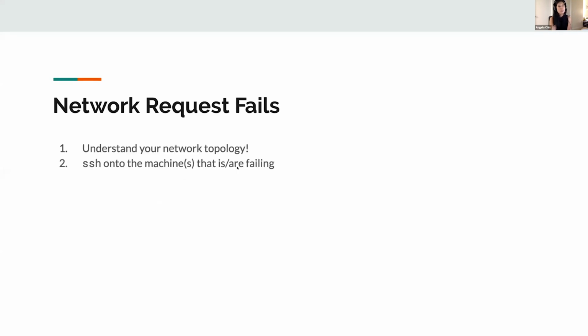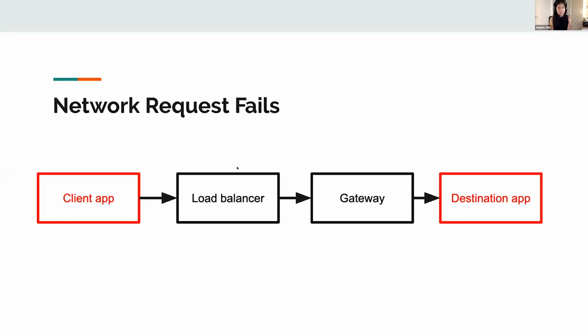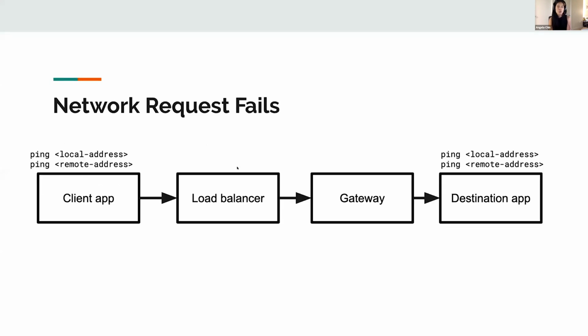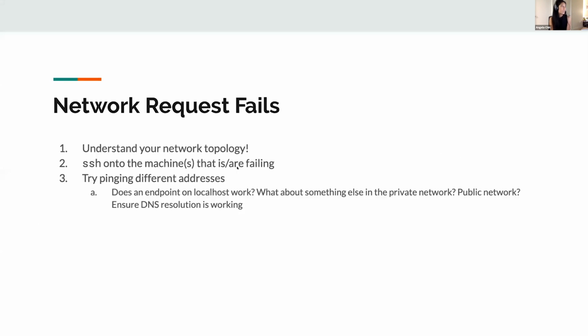Now, given we understand our network topology, the next thing that I would do is SSH onto the machines that are failing. So in this case, let's say we're able to SSH onto the client and destination application. And as I mentioned before, I would just try pinging different addresses, especially if it was a connection refused or a timeout, just to ensure that there actually is network connectivity that's expected. So I ping local addresses in the private network, public network.